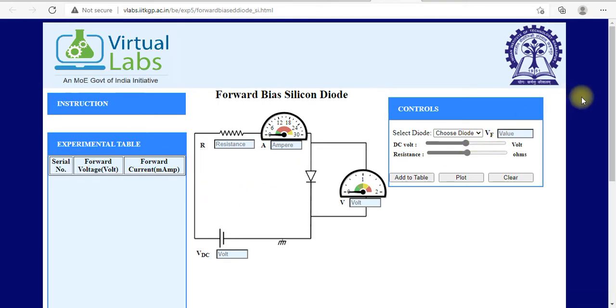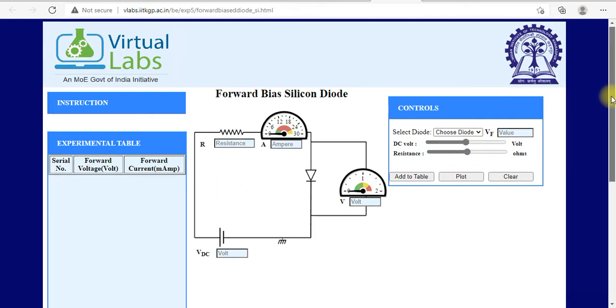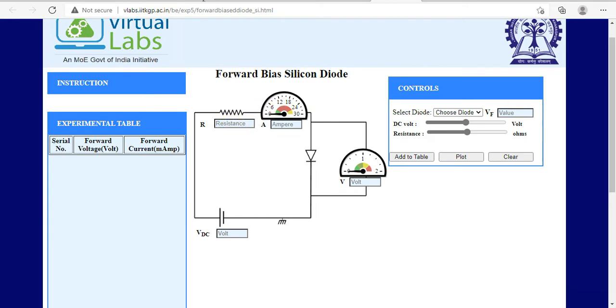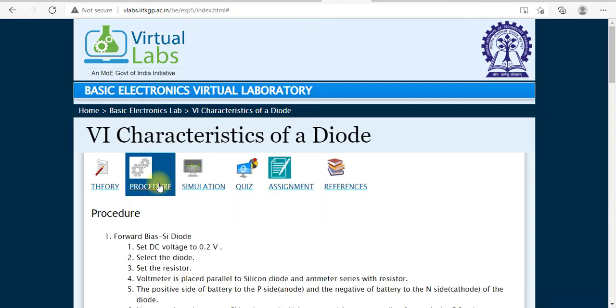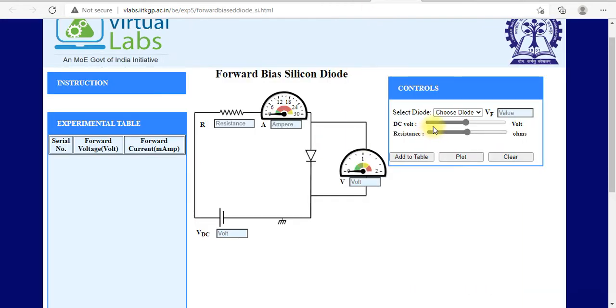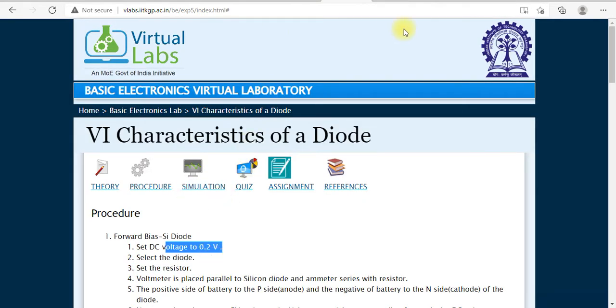This is the simulator. Just put the value of the DC volt here. So what is the procedure? The procedure is to set the DC voltage to 0.2 volt. This is the DC volt. The DC volt should be set to 0.2 volt.